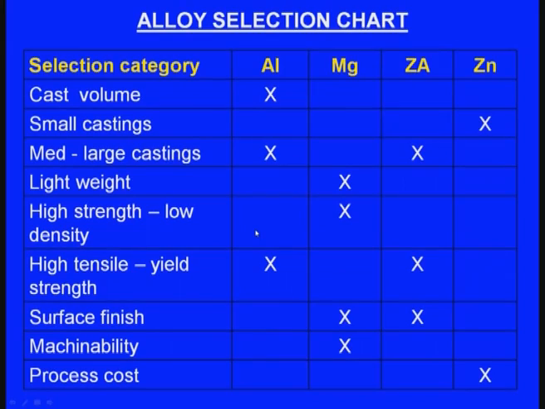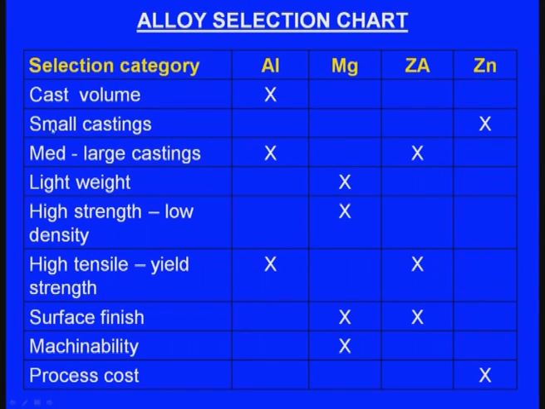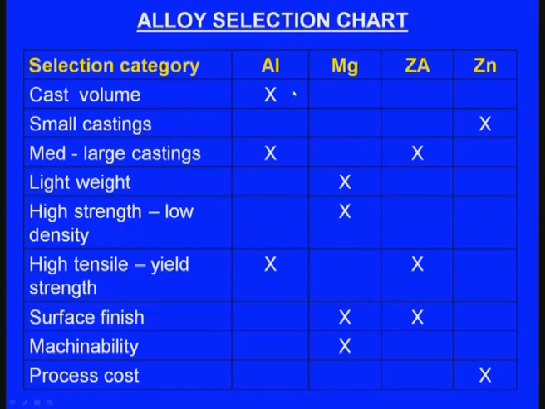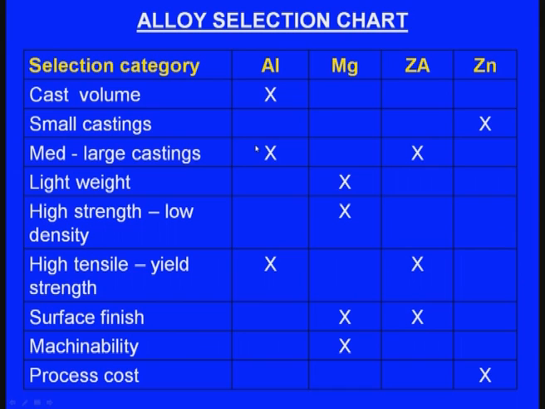Next one, we will see the alloy selection chart, meaning which cast alloy to choose for a particular purpose. So, these are our requirements: sometimes cast volume, or small castings, or medium to large castings, lightweight, high strength to low density, high tensile yield strength, sometimes surface finish may be an important criterion, or machinability or process cost. So, these are our selection criteria, and these are the types of alloys: aluminum alloys, magnesium alloys, zinc alloys, Zamak alloys, and these are the zinc alloys. If the cast volume is important, meaning more volume is to be produced, then aluminum alloys are to be chosen for our die casting purpose. Now small castings, but with close dimensional accuracy and surface finish, in that case we can go for the zinc alloys.